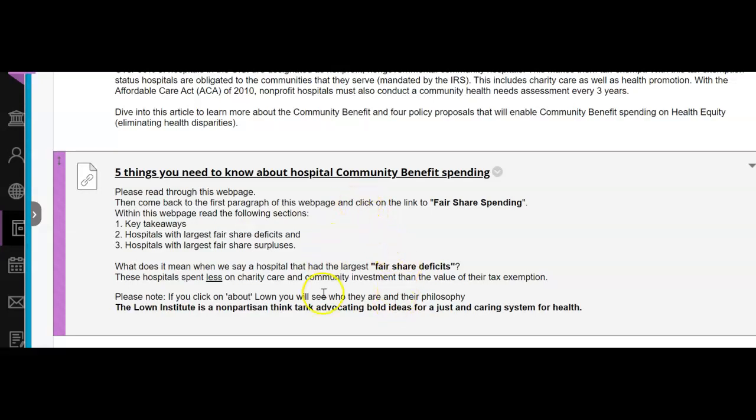But I want you to know that it depends on where you go for information as far as what you're finding. So always, if you have a chance when you're at a site that you're not familiar with, click on the About link and learn more about where this information is coming from.